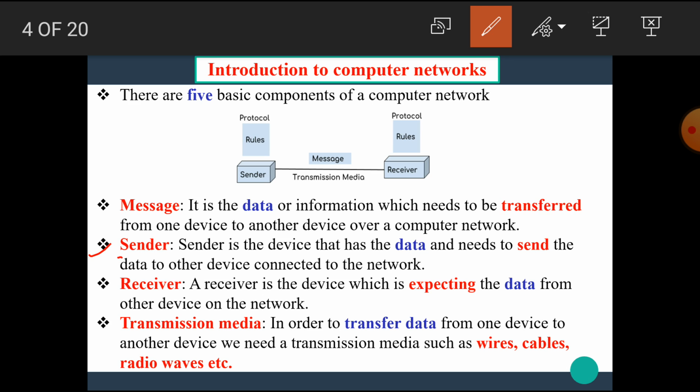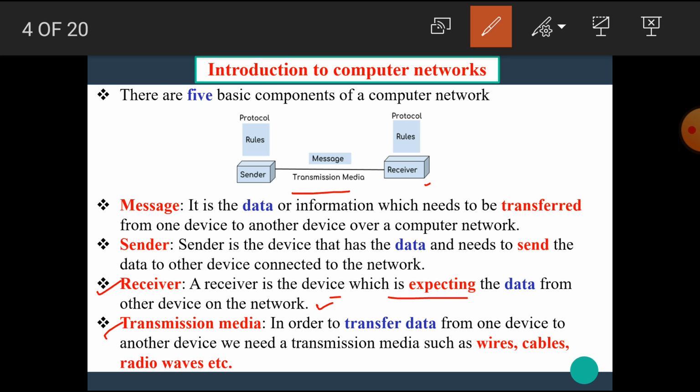The next one is sender. The sender is also called the transmitter. The sender or transmitter is a device that has the data and needs to send, that means transmit, the data to the other device connected to a network. The next one is receiver. The receiver is a device which is expecting or receives the data from the other device on the network.